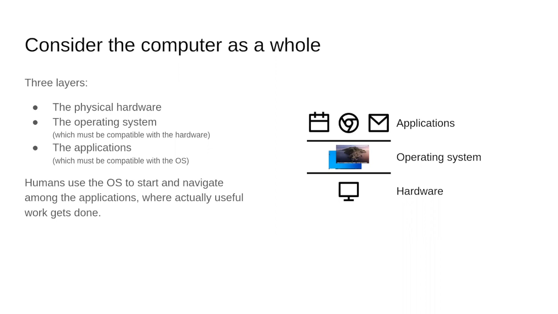And then on top of the operating system, you have applications where you do useful work: calendars to schedule things, web browsers to look at stuff, email applications to talk to other people. And you as a human user will interact with applications, and you'll also interact with the operating system from time to time when you want to open an application or close it, or you want to look at a clock or something like that.